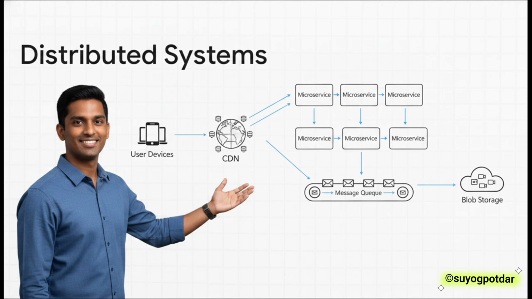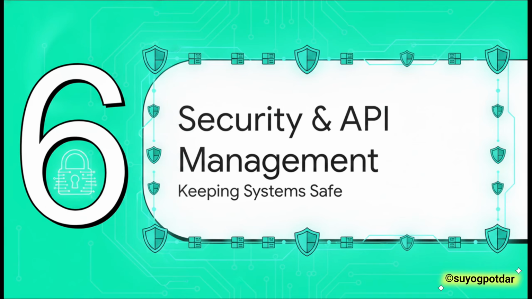Meanwhile, for massive unstructured files, like user video uploads, we drop those into highly scalable cloud buckets called blob storage, like Amazon S3. And finally, to deliver assets globally without buffering, say for a user in India trying to load an image hosted in California, we use a CDN, a content delivery network. This caches static files on servers right in the user's geographic backyard. Wow, we have built an absolute beast of a system.